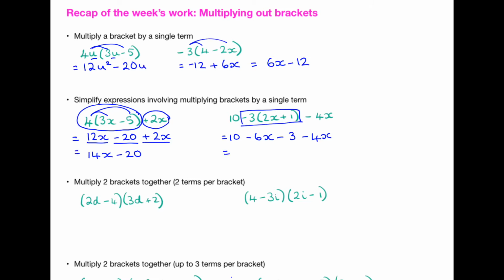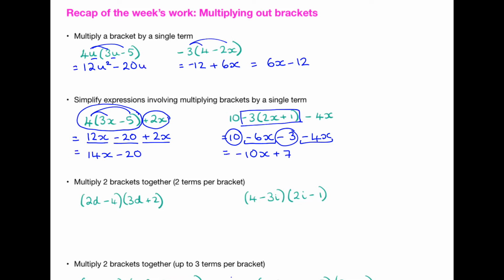Okay, so collecting like terms, in x's, we've got a negative 6x there and a negative 4x there, so we've got negative 10x altogether. And then in numbers, we've got 10, that's positive, and then a minus 3, so we've got plus 7. Okay, so remember that when you've got a bracket in amongst terms that are adding and subtracting, then you multiply out the bracket and then you do your collecting like terms.